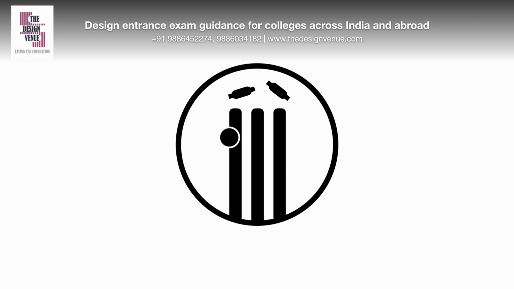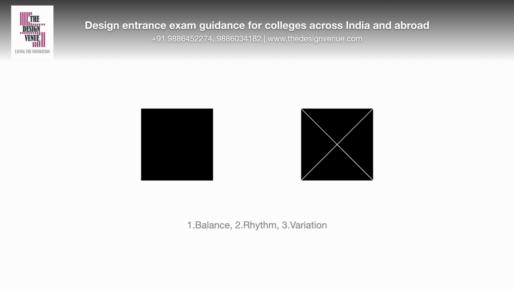Now, let us see an example of applying the principles of design to a 2D composition. This composition follows horizontal balance and variation. There is a certain rhythm developed through radiation of triangles in the figure on the right hand side. So, how can we make this composition better without adding any more elements?